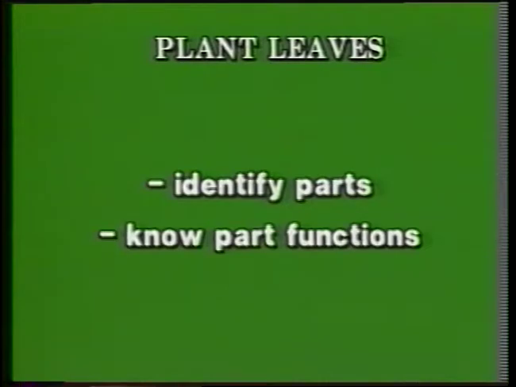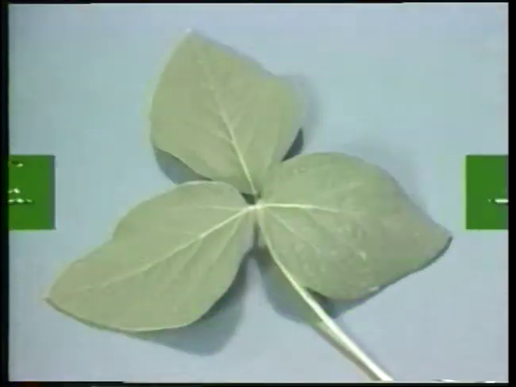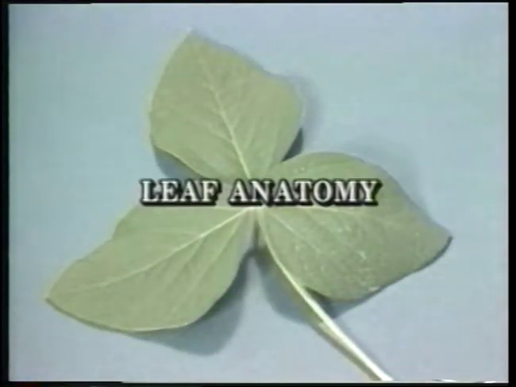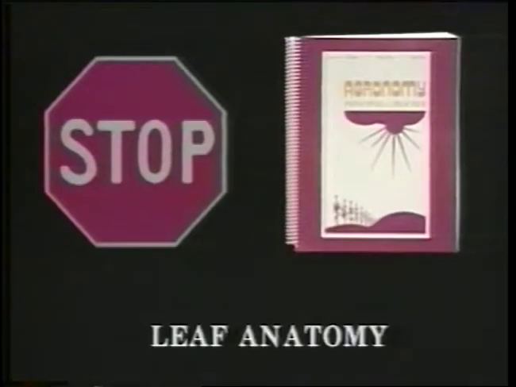You should next study the section on plant leaves in your text. Note that you should learn the leaf parts of broadleaf plants and grasses. You should also learn the functions of the parts. The first section for study is leaf anatomy. You should now stop the VCR, study the section on leaf anatomy in your text, and then return to the VCR for further tutoring.